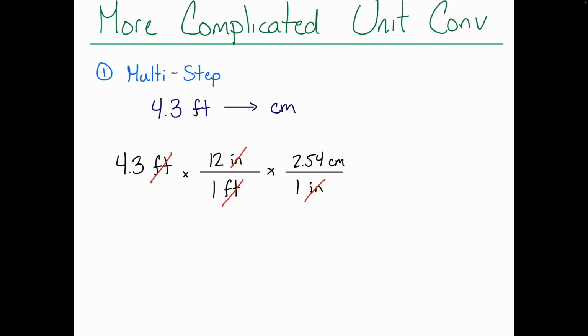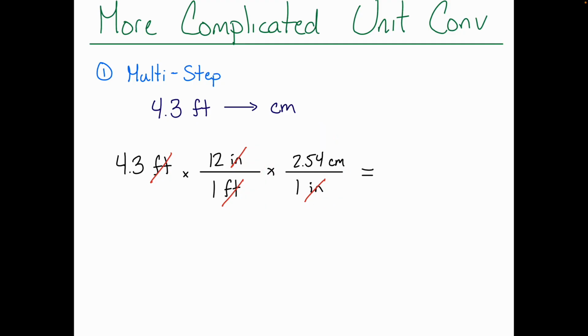Now, one piece of advice that I have: a lot of students, especially when they're starting out, love to break up these calculations into a bunch of steps. They'll do 4.3 times 12, write that answer down, and then take that and punch it back into their calculator and multiply by 2.54.